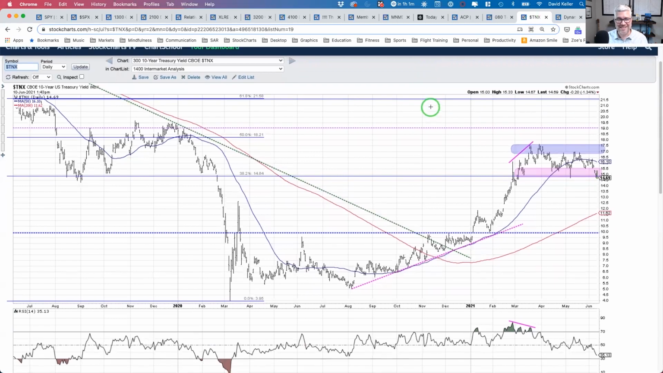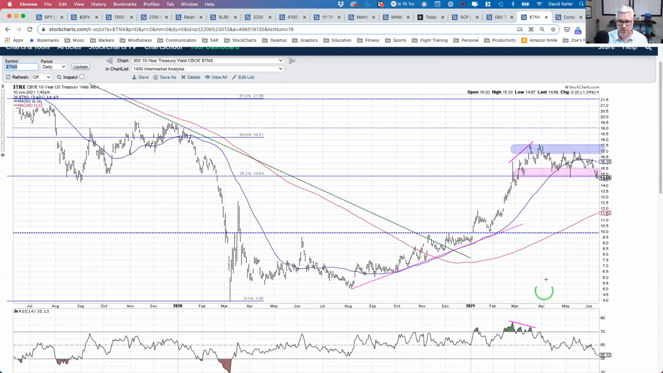Now, chart number 2 is the TNX. This is the 10-year yield. So if you think about the bond price chart, the TLT, sort of flip it over, it's kind of what you're seeing here. Rates were going higher, right? Interest rates are going up. And you can see that in the first quarter of 2021 it really accelerated to the upside.